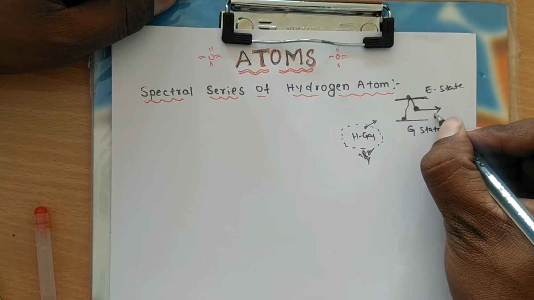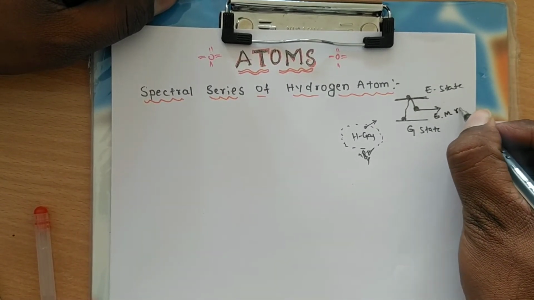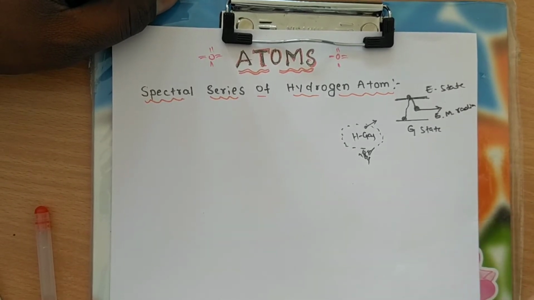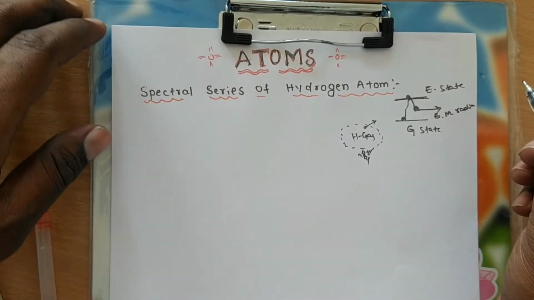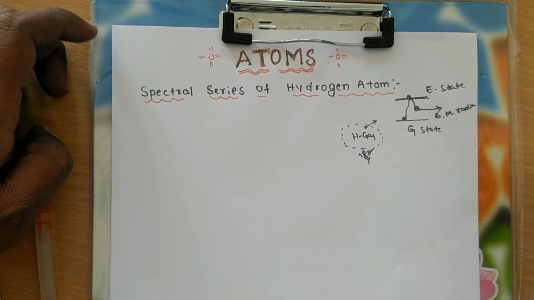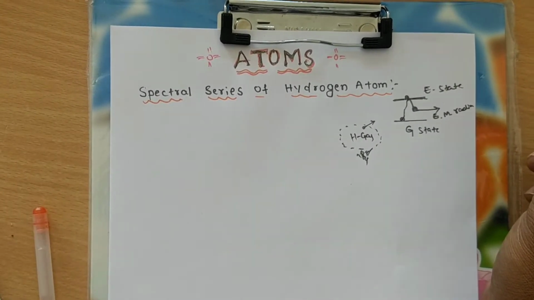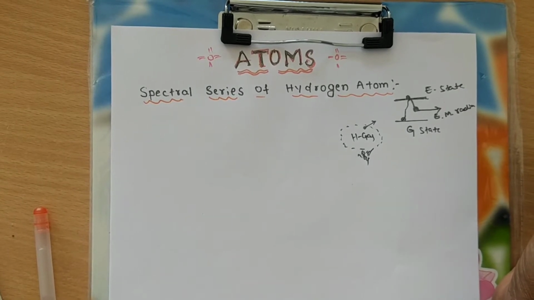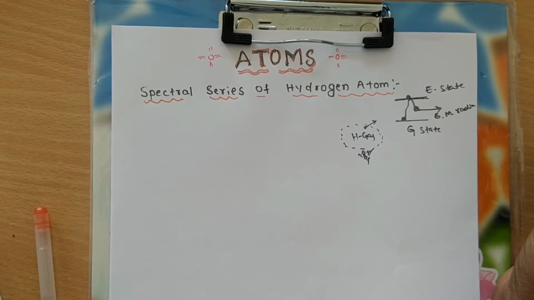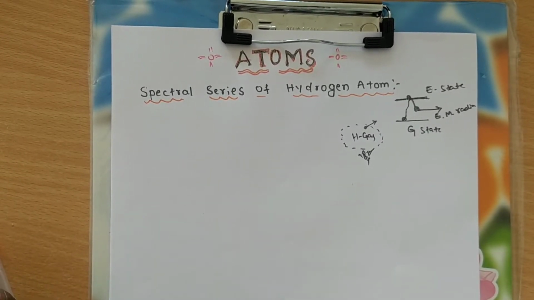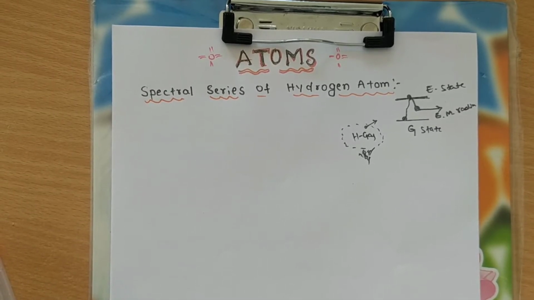It is in the form of electromagnetic radiation, and due to that, spectral series are formed. When an electron jumps from a higher state to a lower state, it forms 5 spectral series, that is called the Lyman series, Balmer series, Paschen series, Brackett series and Pfund series. Now we are discussing one by one. First, this is very important for 5 marks: write a note on the spectral series of a hydrogen atom.